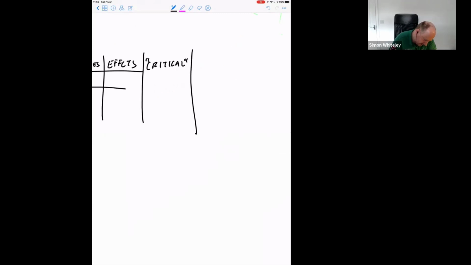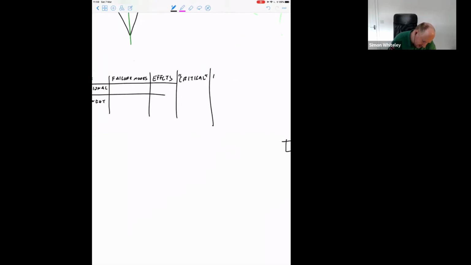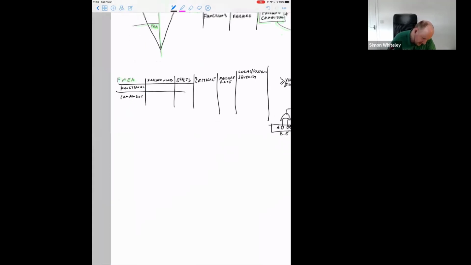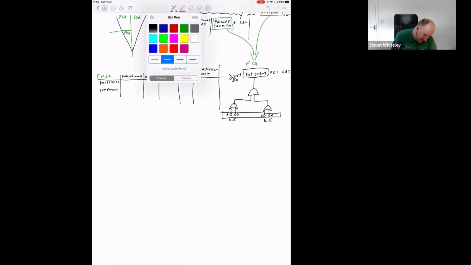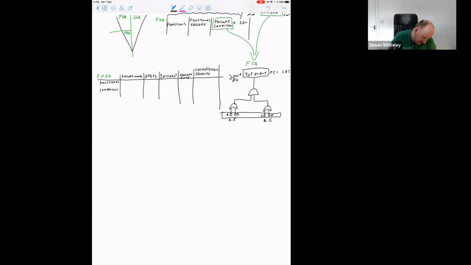So what else might you think about? You might think about the failure rate for that particular failure mode. And you might also classify the severity in terms of local effects or system level effects. It's all about different levels of abstraction. This is where it gets a bit complicated because you can be all over the place. So that's a very high level failure modes effects criticality analysis.